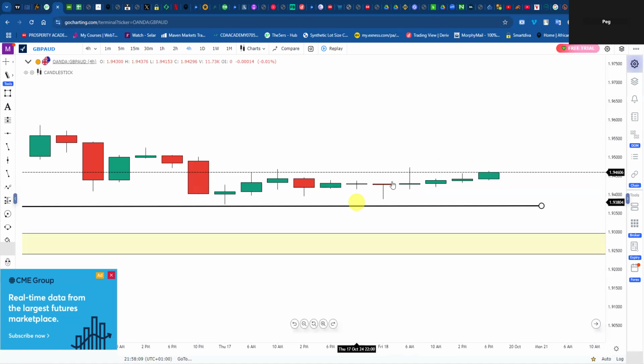Then look at this one. This body is almost like this other body. It's almost non-existent. But look under it. It has a long tail to the bottom. And I told you, this bottom tail is as a result of what? Buyers pushing price up. They push price up. So this candle is bullish. Now look at the next one to it. Does it make sense?